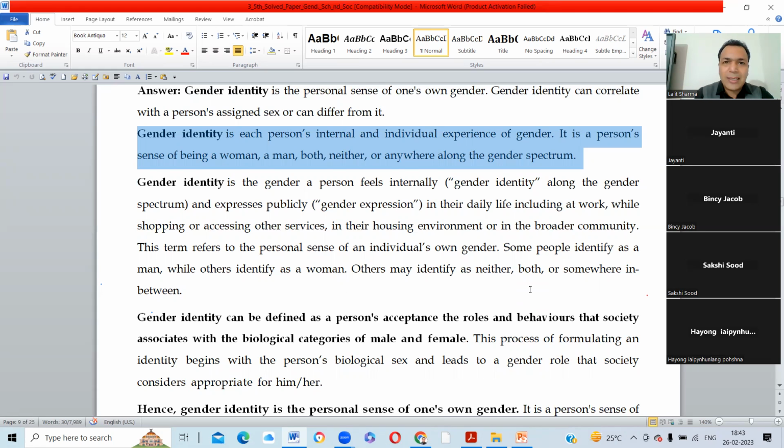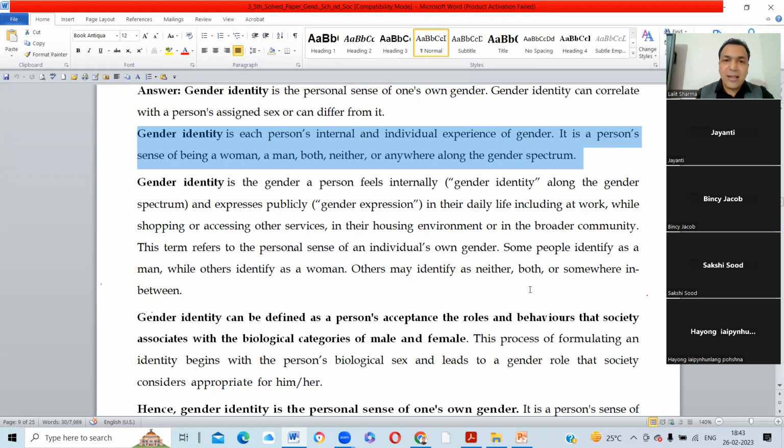Okay, so what is gender identity? Gender identity is each person's internal and individual experience of gender. Look here, I am using the word gender, I'm not using the word male or female, right? It is a person's sense of being woman or man. It might be, for example, that as a female she has been born, but she has made the gender identity as a man, and vice versa, right? So you have come to know about gender identity.